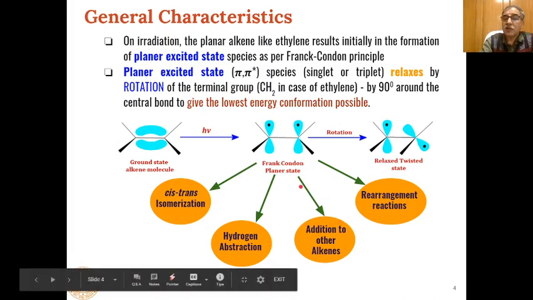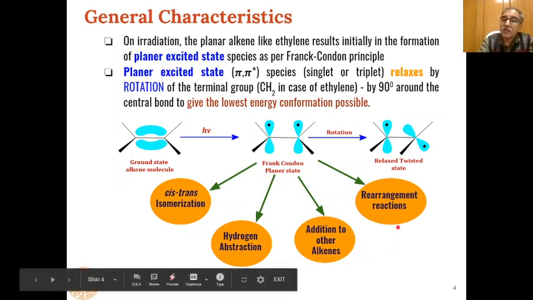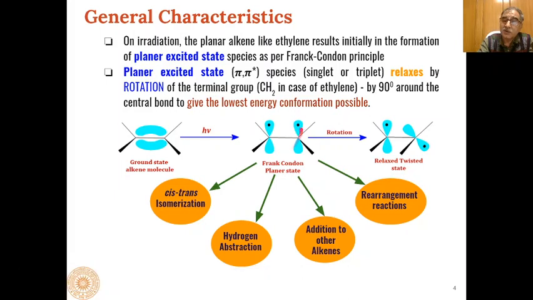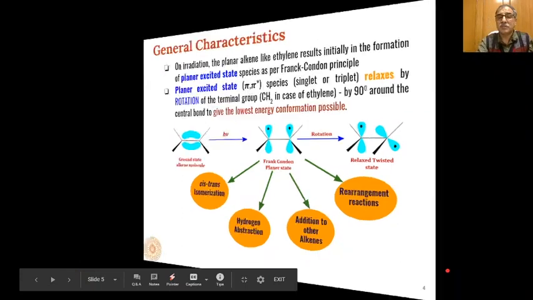Then another type of reaction possible is addition to other alkenes. The first excited state can interact with other alkenes to give different types of addition products. Then this first excited state, the first Franck-Condon planar state, can also undergo rearrangement reactions. And in this lecture we will discuss mainly cis-trans isomerization reactions.